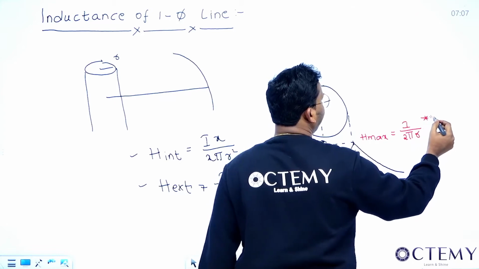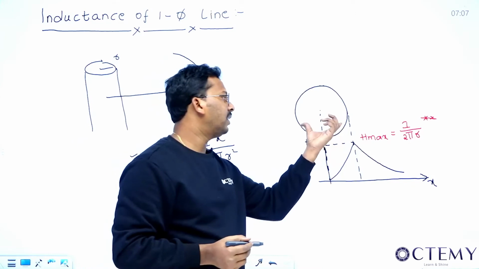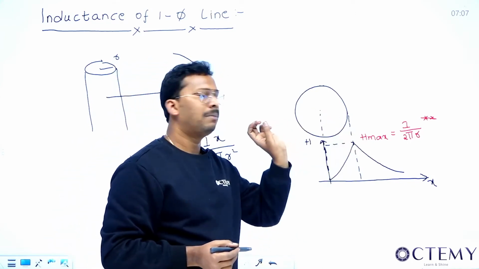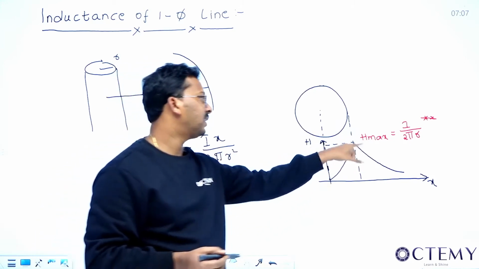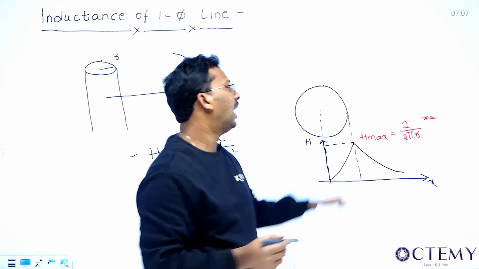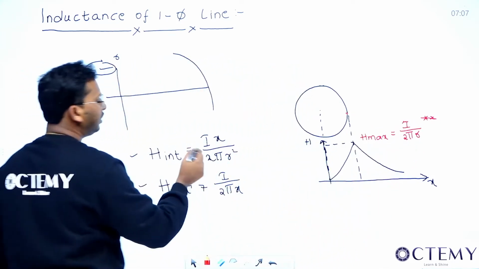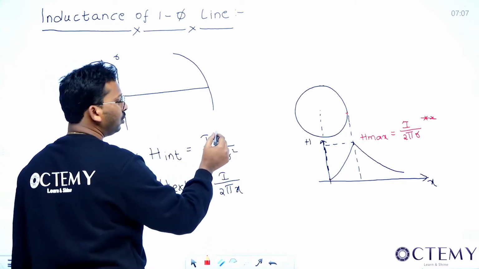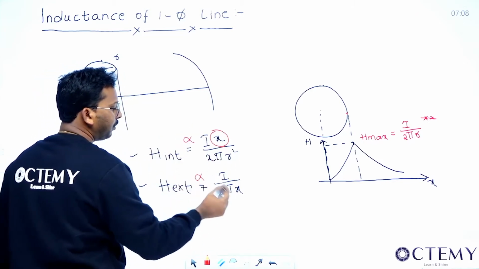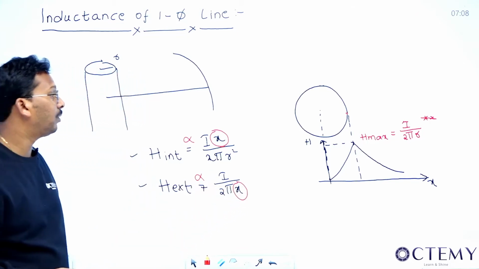This is very important. Sometimes you might get a direct critical question asking where the maximum magnetic field intensity is in a conductor. H max happens at the surface of the conductor, and its value is I divided by 2 pi r. And remember at least this: H internal is directly proportional to X, and H external is inversely proportional to X.